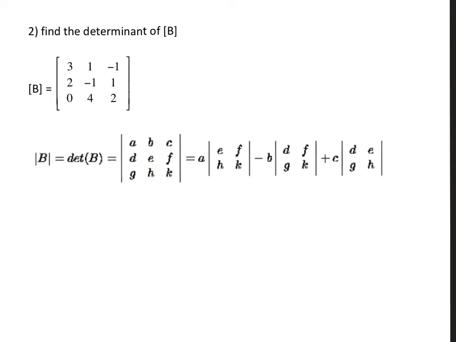And then because it's the determinant, what you're going to do is E times K minus F times H, and D times K minus F times G, and D times H minus E times G, just like we did for the 2x2 on the previous page. So it's really not that bad to think about that way.